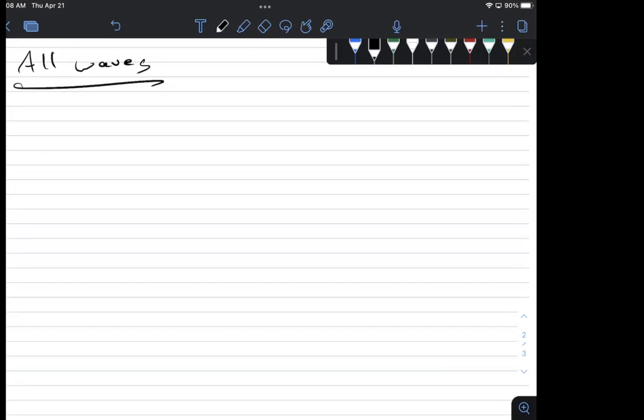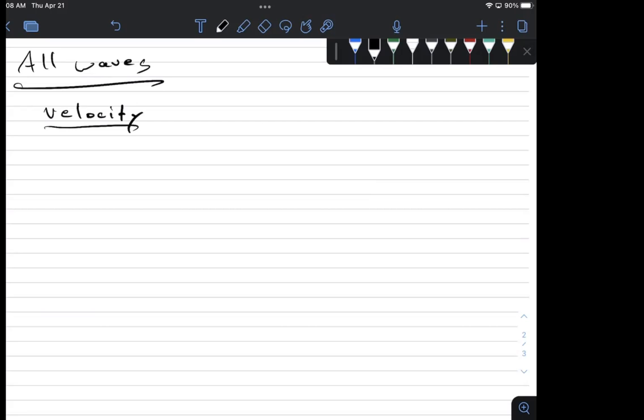So the first thing all waves have is a velocity. The velocity, of course, is how fast does the wave propagate through space. So when you speak, when you make a sound, the sound moves from your lips to the person's ears, and it moves with a certain speed. And anytime you make a sound, no matter what the sound is, all sounds have the same speed.